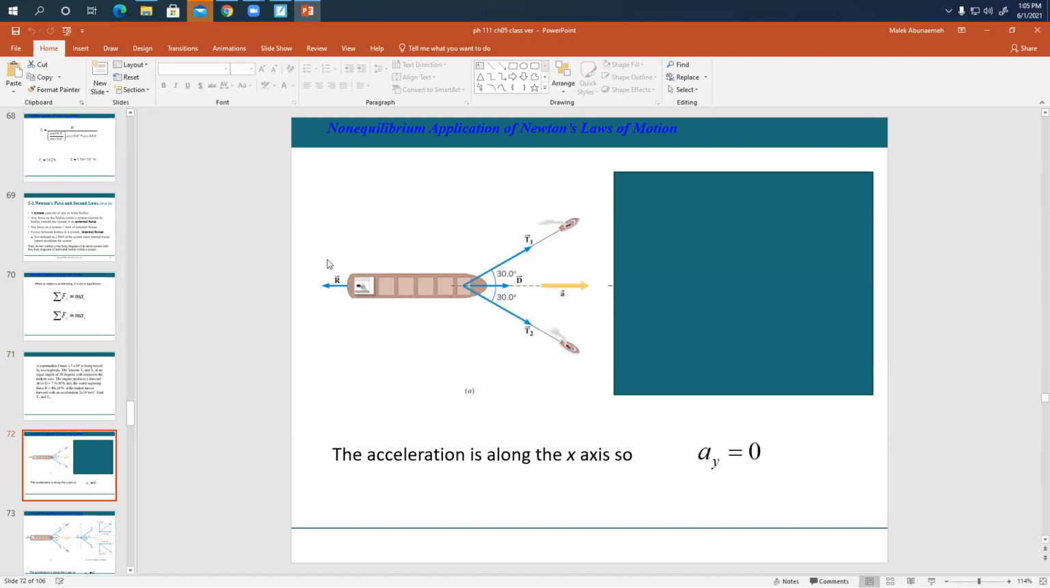So this is basically what we have. We have your T1 and T2 at 30 degree angles, which are going backwards. So let's go ahead and solve this one.